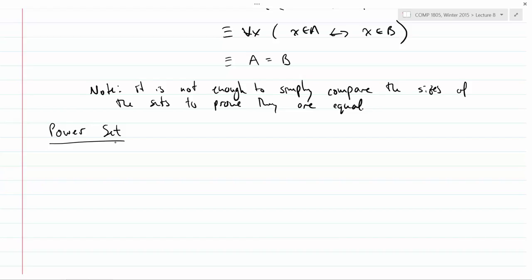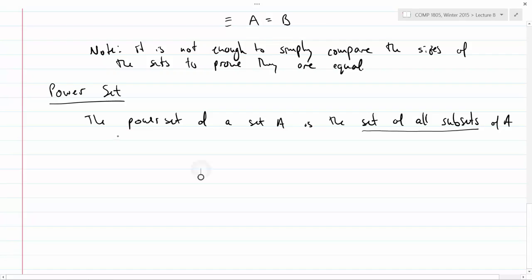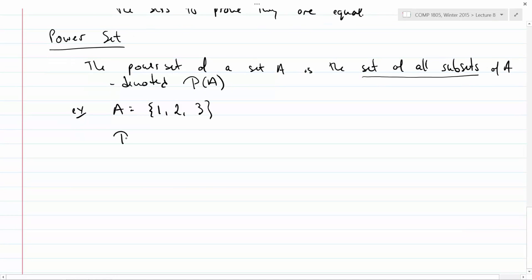So I'll do an example in case that's not clear. But before I do, I'll just define it. The power set of a set A is the set of all subsets of A. And it's denoted a couple of ways. One is a stylized P. That's what I like. Other people denote it as 2 to the power A. That's okay. I don't really like that notation because it looks like you're computing a number when in fact you're computing a set. If that seems really weird to you, bear with me for a second and I'll hopefully convince you why that notation makes sense. So let's do an example. Let's say we have A equals {1, 2, 3}, and I want to compute the power set of A.